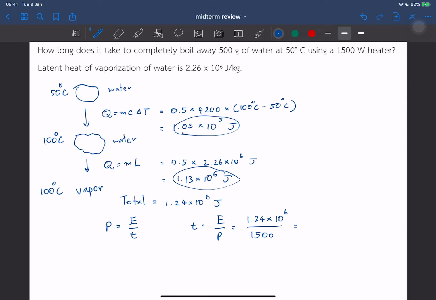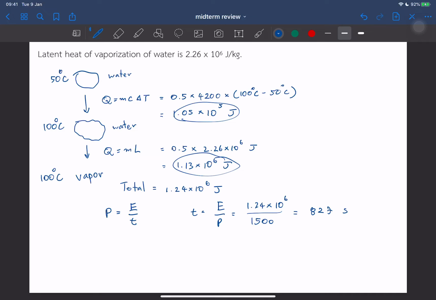So divide by this, you get 827 seconds. Okay, in seconds. So in terms of minutes, that's about 14 minutes. So that's how long it takes to boil away all the water. It's not an unreasonable number, I think, but you will see in real life that from water at 50 degrees Celsius to boiling water, it actually doesn't take that long, right? The long process is to completely boil it, because the latent heat is a lot larger.